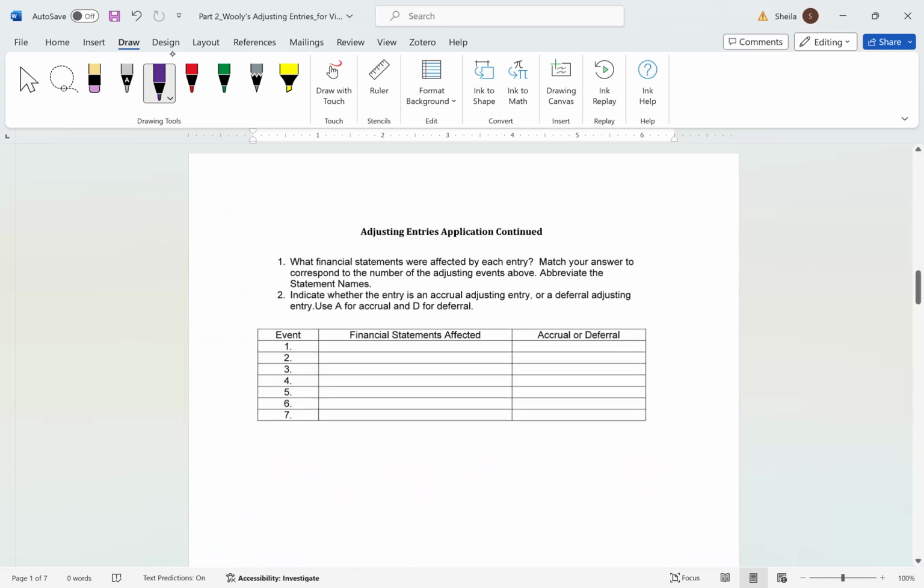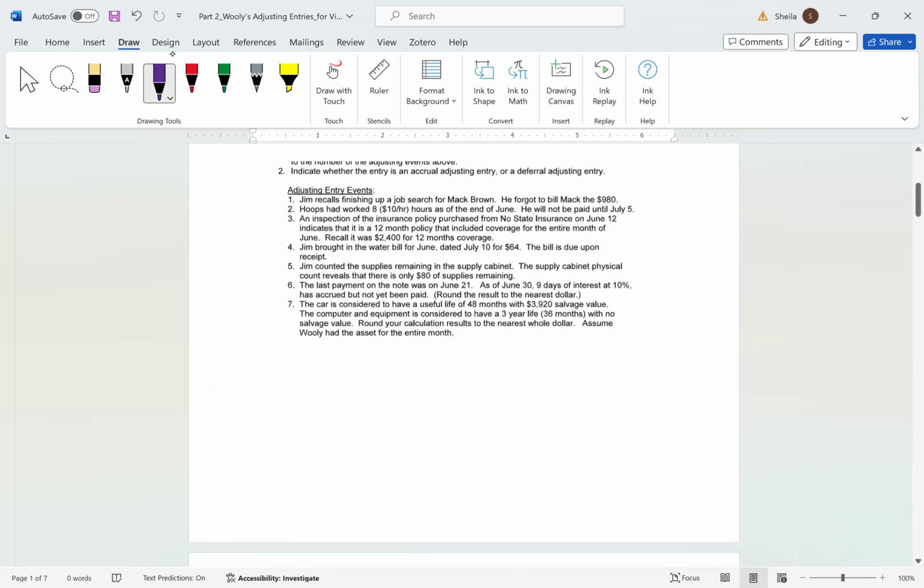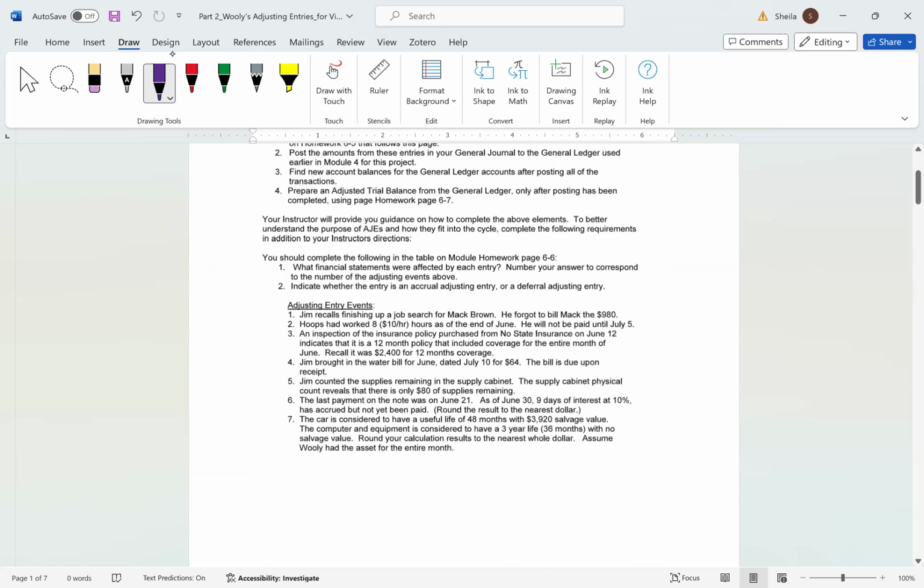So let's just look at a couple of these and what they look like. The first one here: Jim recalls finishing up a job search for Mac Brown. He forgot to bill him. Now, the question is not, is that good accounting practice? No, it is not good accounting practice. We should not forget to bill someone, right? But the idea is that after looking over our trial balance, we need to get it to the adjusted state, and we're saying we forgot to bill him. Maybe our accountant was out of town. Maybe they were on vacation. Whatever the reason, we need to go ahead and adjust.